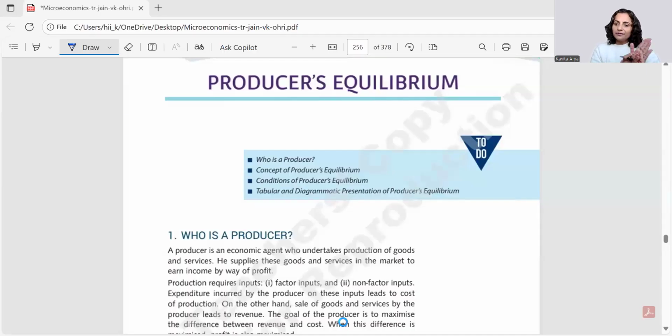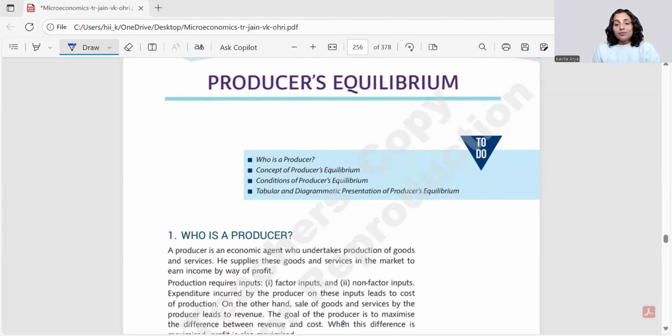In our previous module, we talked about the concept of revenue, and revenue is discussed with respect to the two market forms, the perfect market conditions and imperfect market conditions, right? And now the next topic in hand is producer's equilibrium.